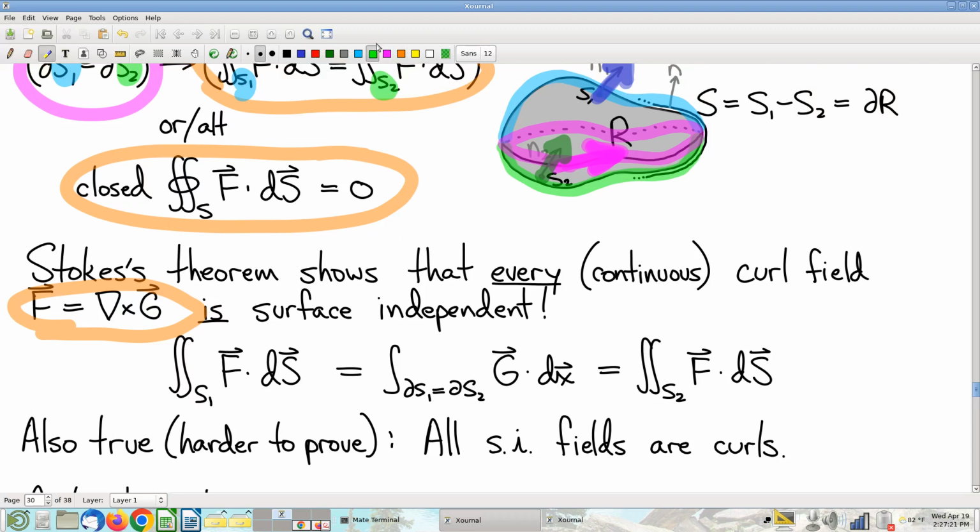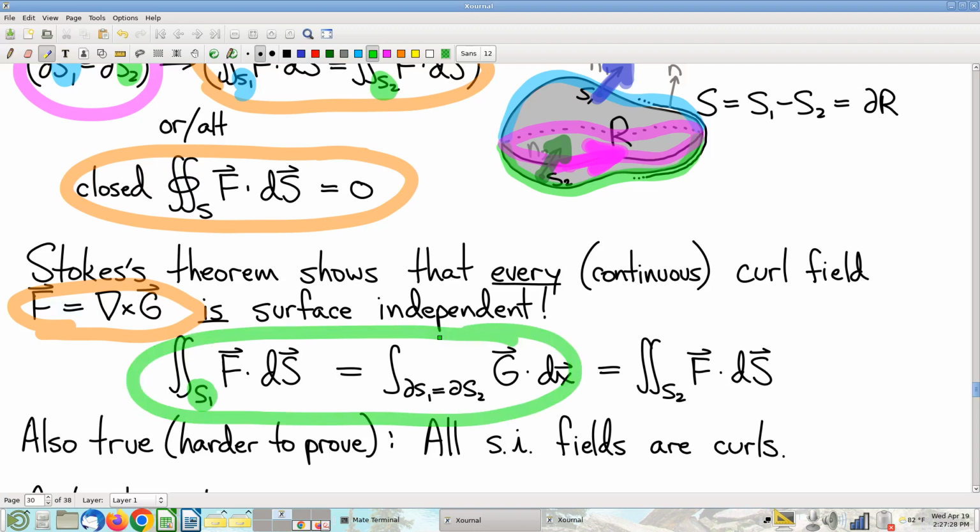Let's think about the green flux integral. How would I compute the green flux integral? Well, the vector field is a curl. A flux of a curl is a circulation. Circulation of the anti-curl, G.